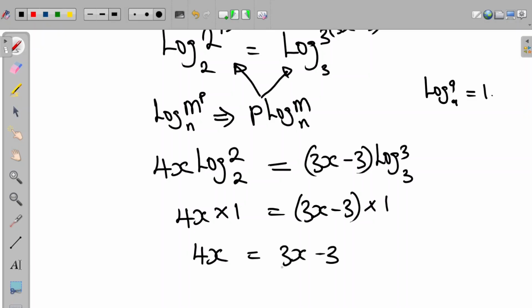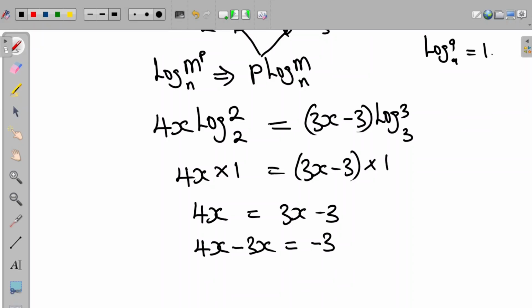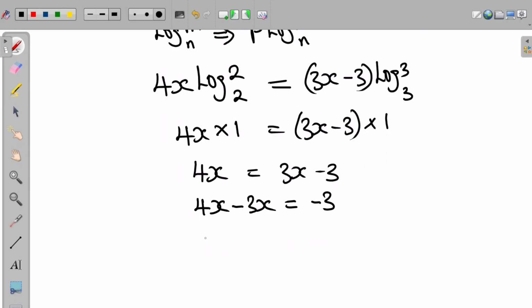Now at this point, we move 3x to the left hand side. So we have that this is 4x minus 3x equal to minus 3. So 4x minus 3x is x. Thus, we have that x is equal to minus 3.